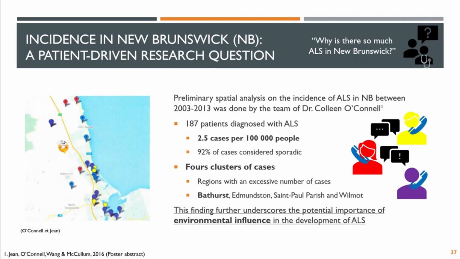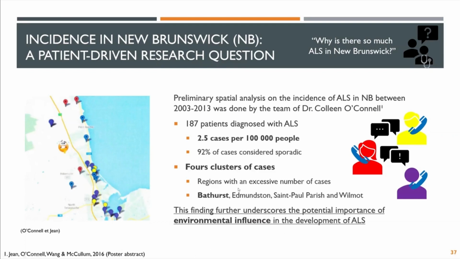seeing if the patients were indeed correct, because they were talking on the phone and they found it weird that, hey, did you hear so-and-so was diagnosed? Oh, no way. So-and-so down the road was also diagnosed with the disease, and that shouldn't be happening. And sure enough, doing a spatial analysis between 2003 and 2013, the patients and their families were 100% correct. There were 187 patients diagnosed between this time frame, which is 2.5 cases per 100,000 people, and 92% of these cases were considered sporadic. So we couldn't say it just runs in the family.